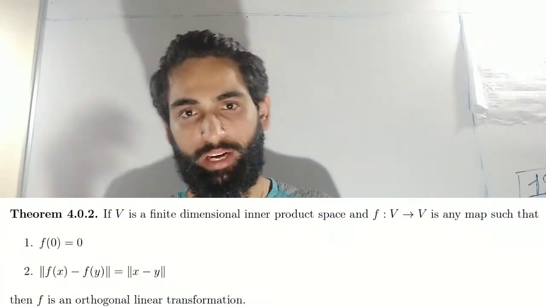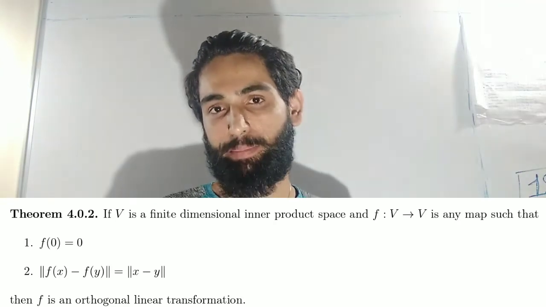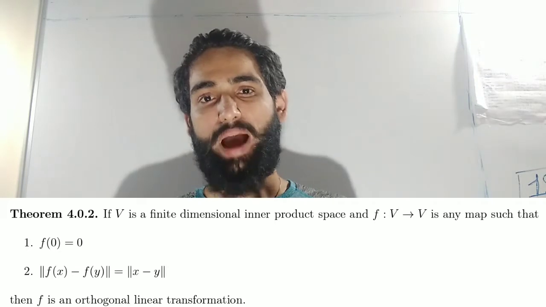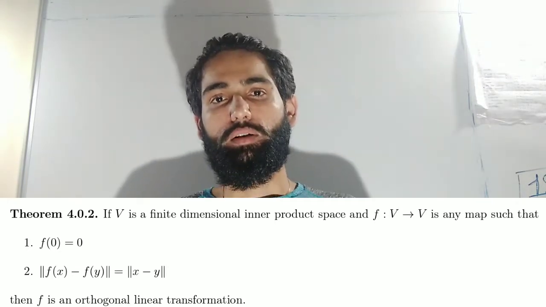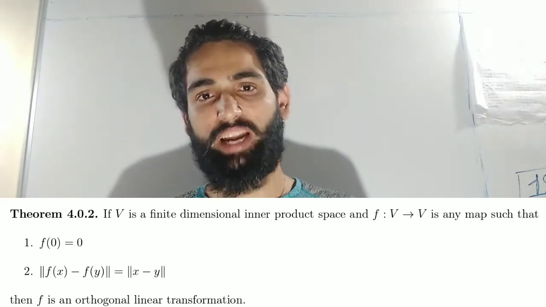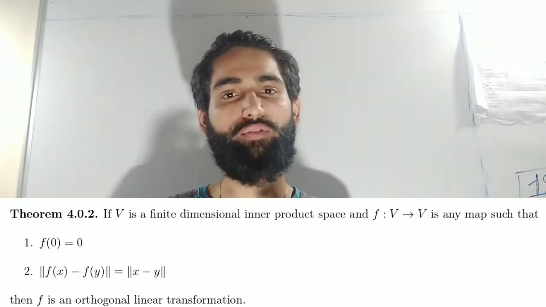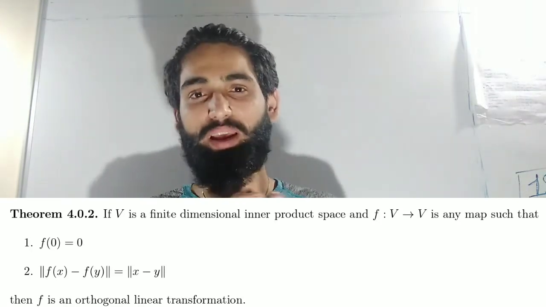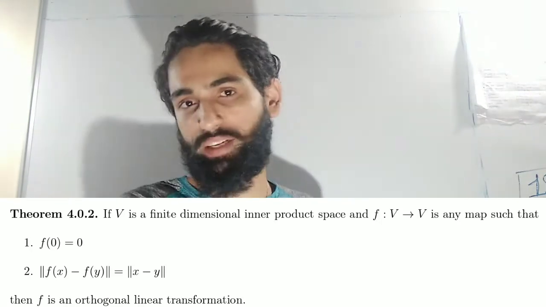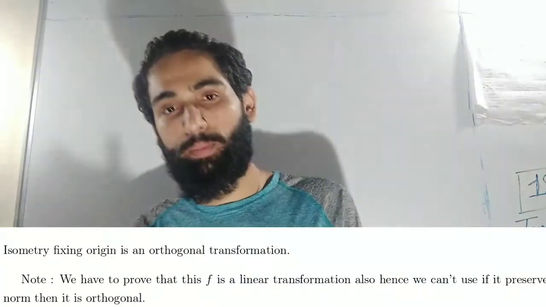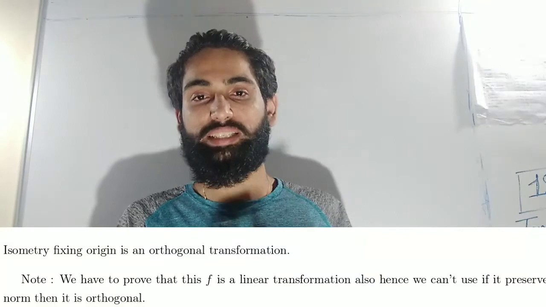So they have given in this theorem that I have a map from V to V where V is a finite dimensional inner product space over R, and that map satisfies two properties, that it preserves the origin and it preserves the distance. That means my f of 0 is equal to 0 and norm of f of x minus f of y is equal to norm of x minus y. So in words the statement becomes: an isometry preserving origin is an orthogonal transformation.